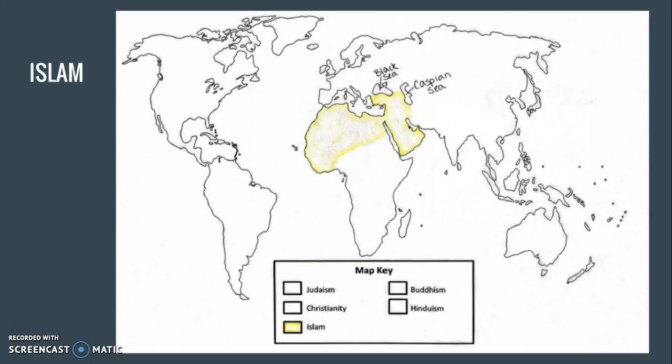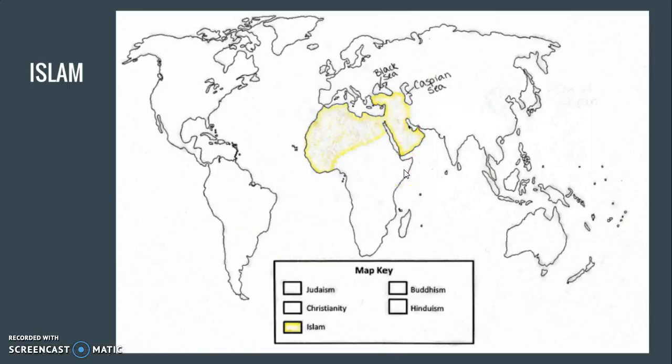Next is Islam, which I have represented by yellow. So grab your yellow colored pencil or crayon. You can see that all of the Arabian Peninsula is Islamic, okay? If you're not sure what the Arabian Peninsula is, it is this peninsula right here. You're going to need to be very familiar with that terminology, the Arabian Peninsula. It's this area right here. Saudi Arabia is here, as well as some other countries as well.